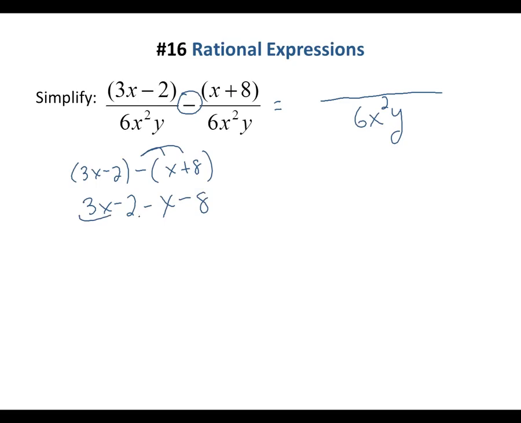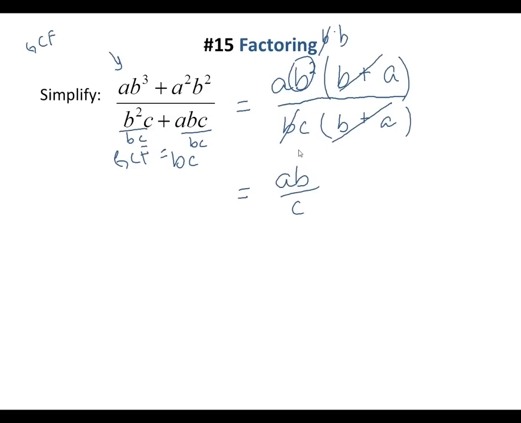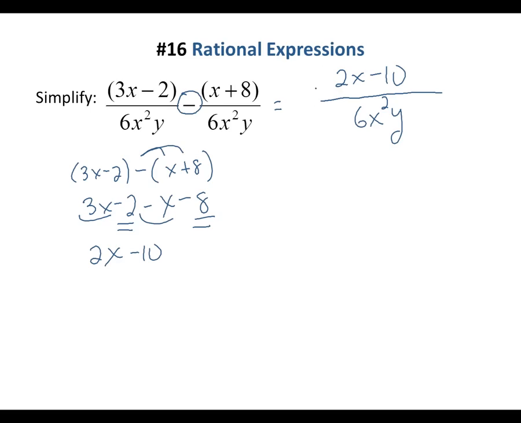Okay. Subtracting rational expressions. We need a common denominator, even if there's letters and all that stuff. So this already has a common denominator. We okay with that? So that means that my answer is going to be over 6x squared y. Now, to do the numerator, I need to remember this is a subtraction. Do you guys know what to do with that subtraction? Distribute it out. Good.